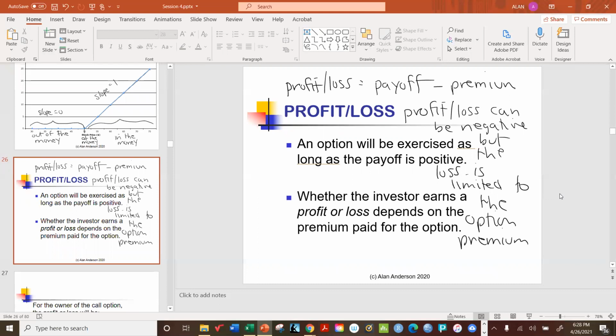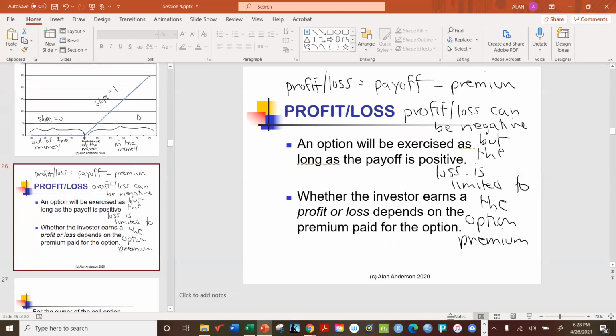Now, as far as the graph goes, Professor, yes, go ahead. A question. So in this example that you gave us, we would be losing just the premium, which would be $3. That's correct. If you did not exercise the option, you cannot lose more than $3. Perfect. Thank you so much.